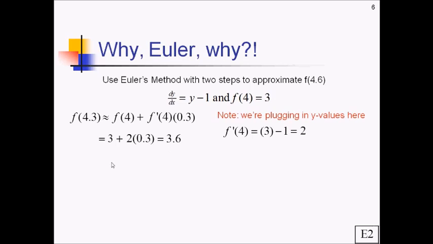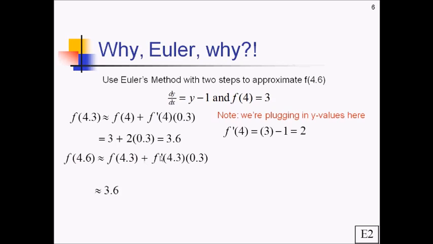Let's go on to the next one, finding f of 4.6. So this is now going to be approximately f of 4.3 plus f prime of 4.3 times 0.3. F of 4.3, again, we don't know the exact value, but we got this approximate value of 3.6. So I will write approximately equals 3.6.